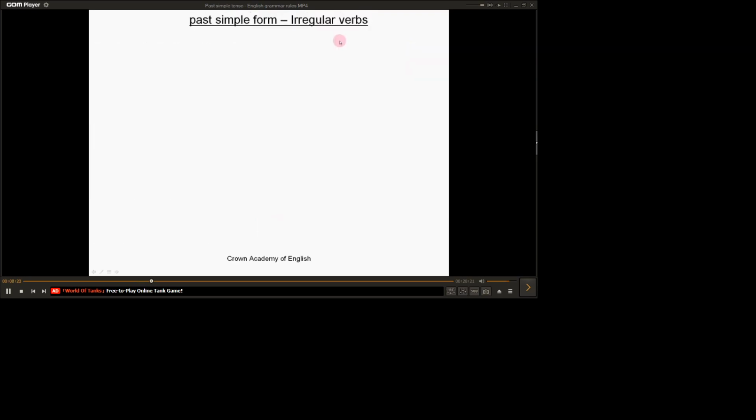Now, irregular verbs. There are no rules really for irregular verbs. You just have to learn them, I'm afraid. There are no rules. You just have to learn irregular verbs. Okay? So those are the rules.